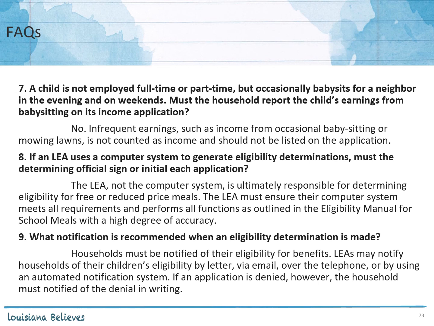Number 9, what notification is required when an eligibility determination is made? Households must be notified of their eligibility for benefits. LEAs may notify households of their children's eligibility by letter, via email, over the phone, or by using an automated notification system. However, if an application has been denied, the household must be notified of the denial in writing through the post service or an email sent to the parent or guardian's email address.